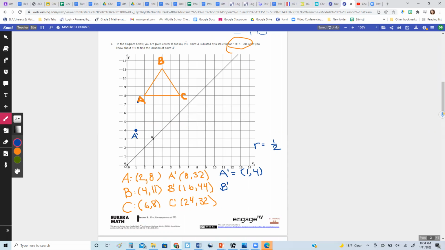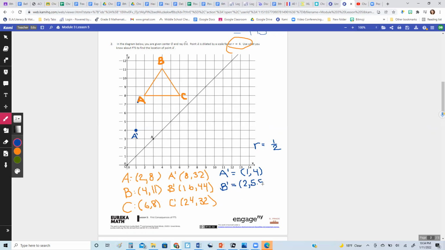I'm just multiplying, which is great. And if I can't multiply, I can use a calculator. Calculator can help me multiply. Happy all over the place. So B is 4, 11. So 4 times 1/2 is 2, and 11 times 1/2 is 5.5. It's an odd number. I'm going to say 5.5.